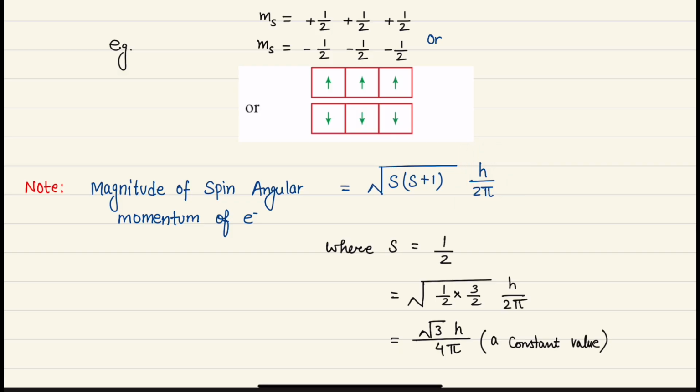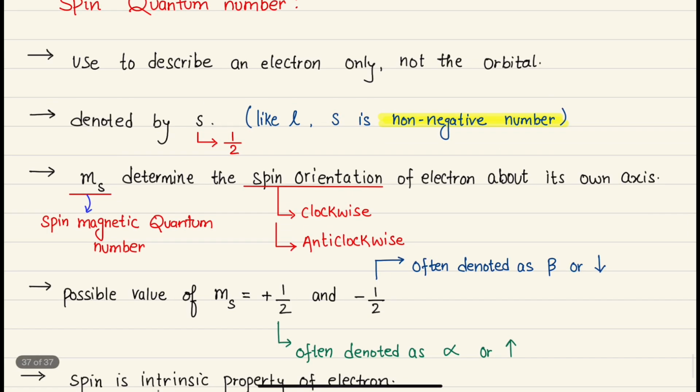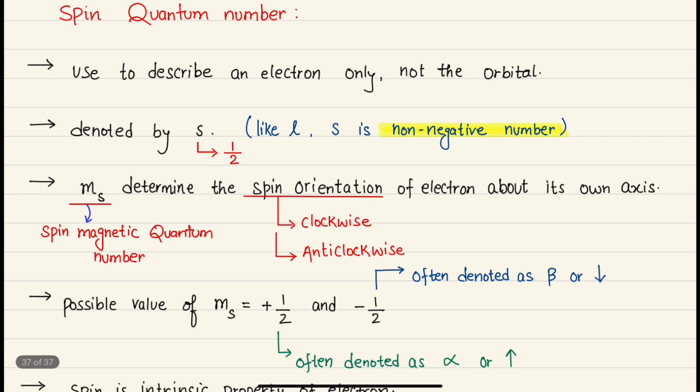Okay, right? And where the s value for the electron is what? Half, right? See here, the s value for the electron, the spin quantum number, how much? Half, right? And yes, s is a non-negative number, right? But ms can be plus half, it can be minus half, right? And the ms value tells us the spin orientation, right? It is clockwise or anti-clockwise.